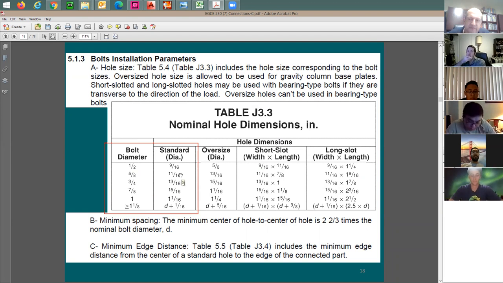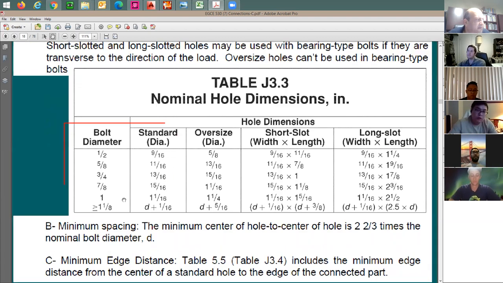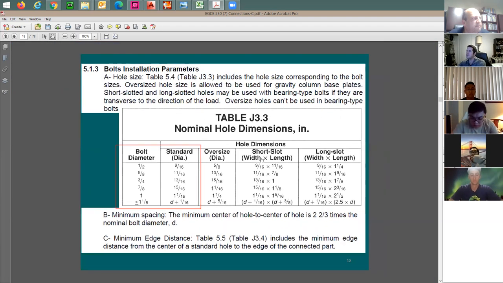As you know, we have slip critical and then we have direct bearing. Generally speaking, direct bearing is gonna give you higher values than slip critical, which is based on the friction. At the bottom here, if the bolt is more than 1 1/8 inch, just add 1/16 inch, which is the rule for all the standard size bolts.